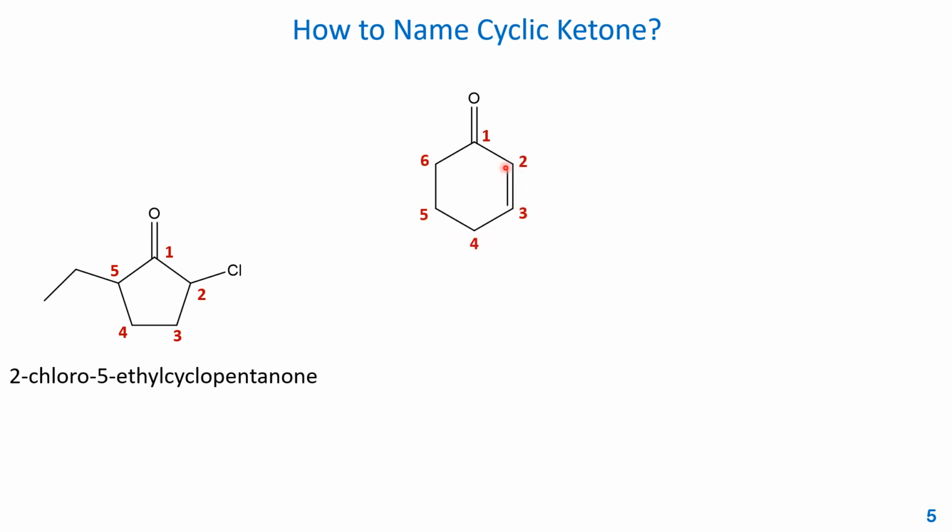Because you also want to give a low number to this double bond. So the name will be 2-cyclohexenol. 2 is the location of this double bond. Now you have methyl and methoxy group here.